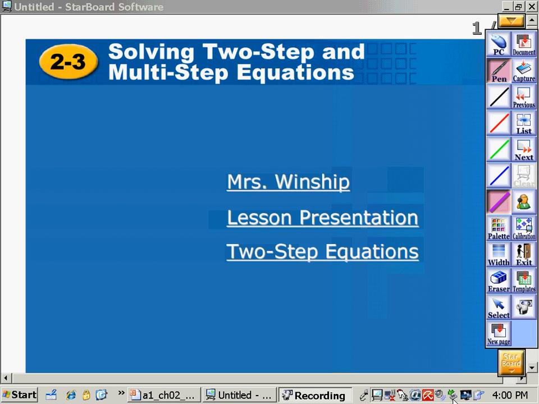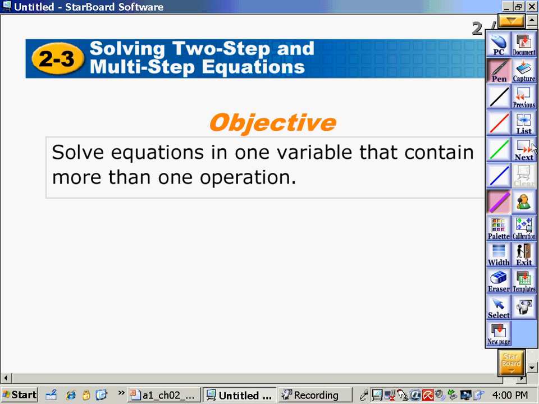We're going to continue our video series today with solving two-step equations. This is not going to be multi-step, but only two-step equations. All right, our objective is to use one variable, and it's going to use more than one operation. Therefore, it's called two steps.